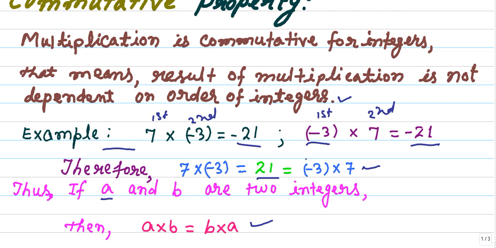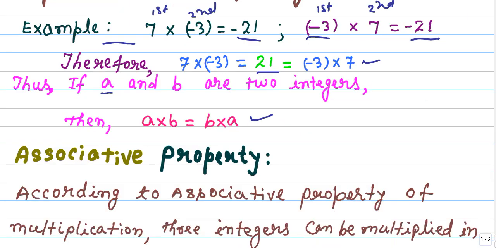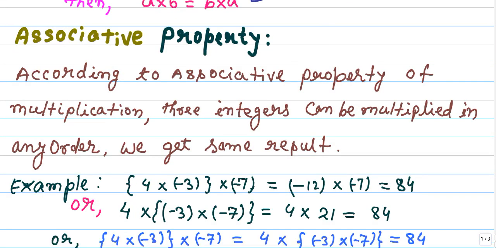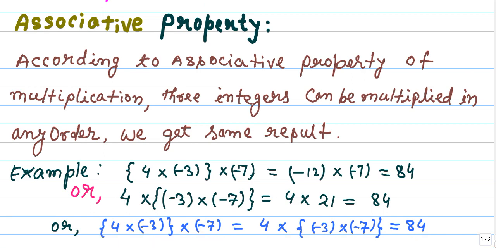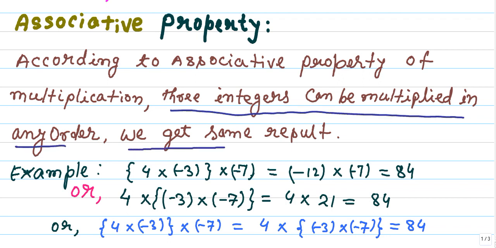We are discussing the properties of multiplication of integers, and we have just completed the commutative property. The next property is the associative property. According to the associative property of multiplication, three integers can be multiplied in any grouping and we get the same result. You can see the example on the screen.